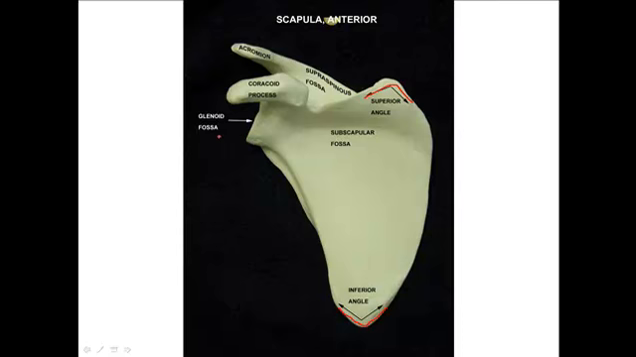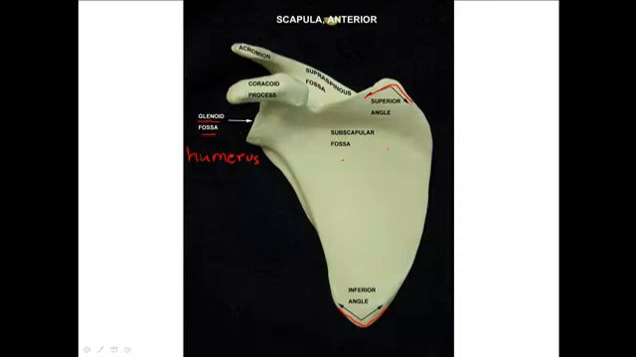On the lateral side is the glenoid fossa. This will articulate with the humerus. These are good test questions. What is the name of the feature on the scapula that articulates with the humerus? And that would be the glenoid fossa. It's called the glenohumeral joint. That's your shoulder joint.